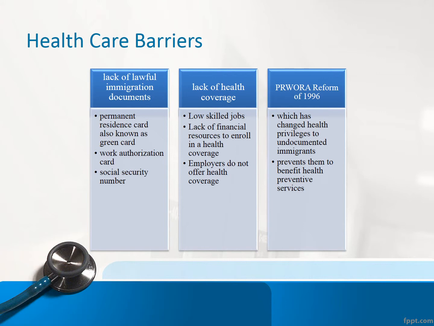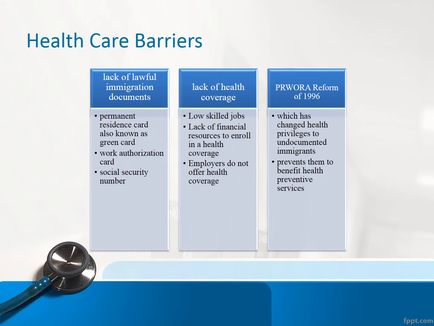The first cause that prevents access to healthcare for undocumented immigrants is lack of lawful immigration documents, such as a permanent residence card, also known as a green card, a work authorization card, and a social security number. The second cause that prevents access is lack of health coverage. For example, low-skilled jobs, and lack of financial resources to enroll in health coverage, prevent them from having coverage. And employers do not offer health coverage to the undocumented immigrants who work for them.